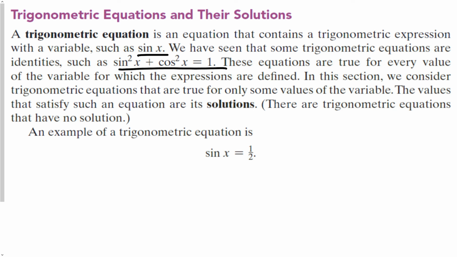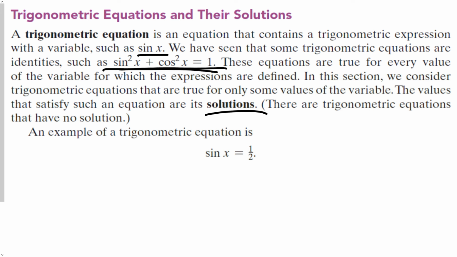In this section, we're going to consider that trig equations are only true for some values. So with our identities, we're saying any x that you put in there is going to work. Sine squared plus cosine squared, no matter what the angle is, is always going to give you 1. However, for an equation, we're going to actually solve for the specific value of x that makes this true and gives us our solutions. The values that satisfy an equation are solutions.